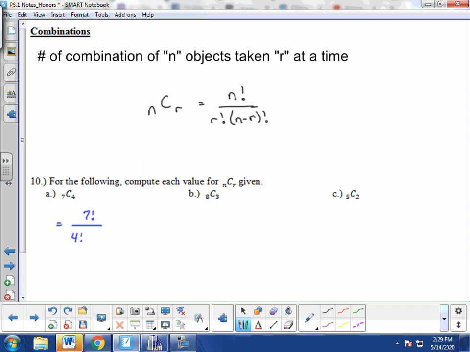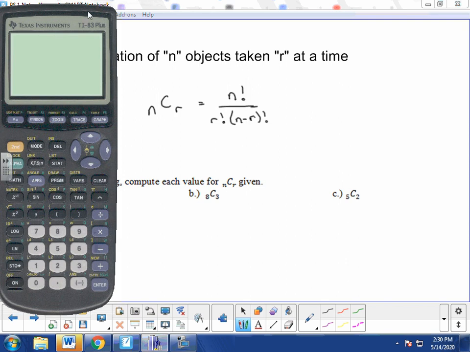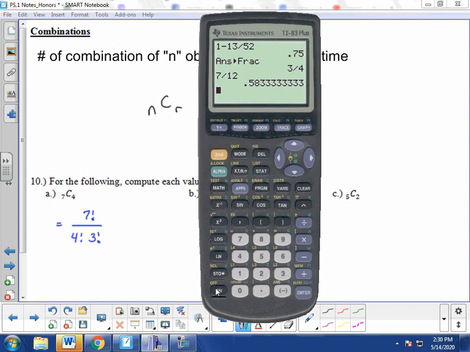So if I'm trying to find the number of combinations that I could have if I take a group of 7 and I'm drawing 4, that's 7 factorial over 4 factorial, n and r, and then n minus r. So 7 minus 4, which is 3 factorial. And we talked about how to do factorials in your calculator. So you could do this by hand, but let's not. Let's just go ahead and do this in the calculator.